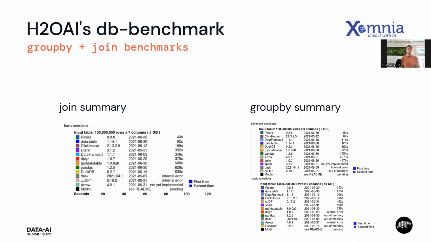And here we see the results. There are different questions for the group by, which start with easy questions and then go to more advanced questions to increase the complexity. And here we see the summarization of those results. And we see that by the aggregate of the results, Polars is the fastest. It's twice as fast as the next in line with the join operations. And in the group by operations, it also does really well.